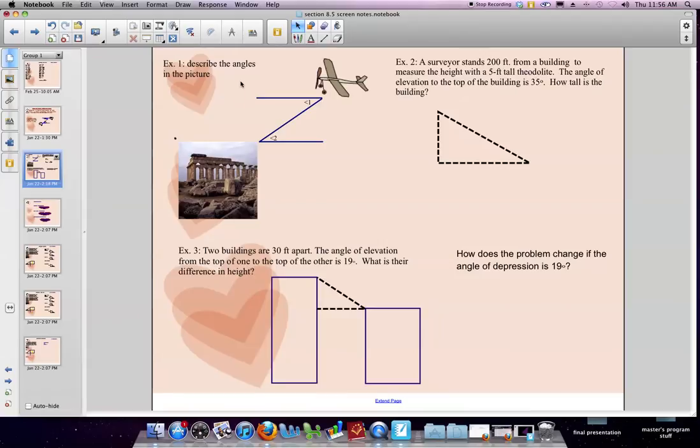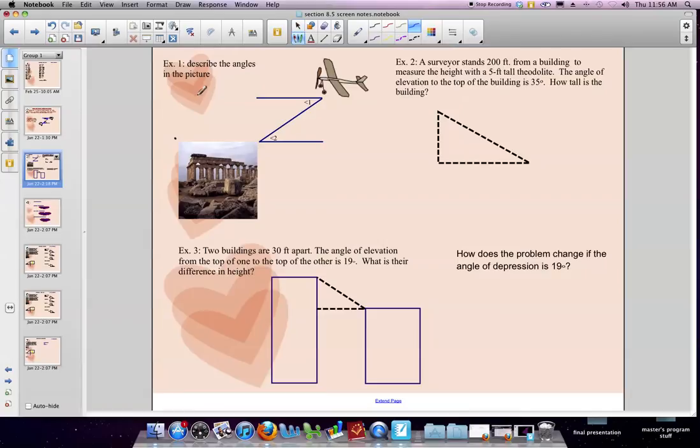Okay, so we are going to start off by just being able to describe what kind of angle we are looking at. For example, if there's an airplane looking down at, let's say, the Parthenon ruins, how would you describe angle 1 and how would you describe angle 2? Angle 1 is from the plane's perspective. They are looking straight out of the plane and they would be looking down at the Parthenon, and so therefore it would be an angle of depression from the plane to the Parthenon.